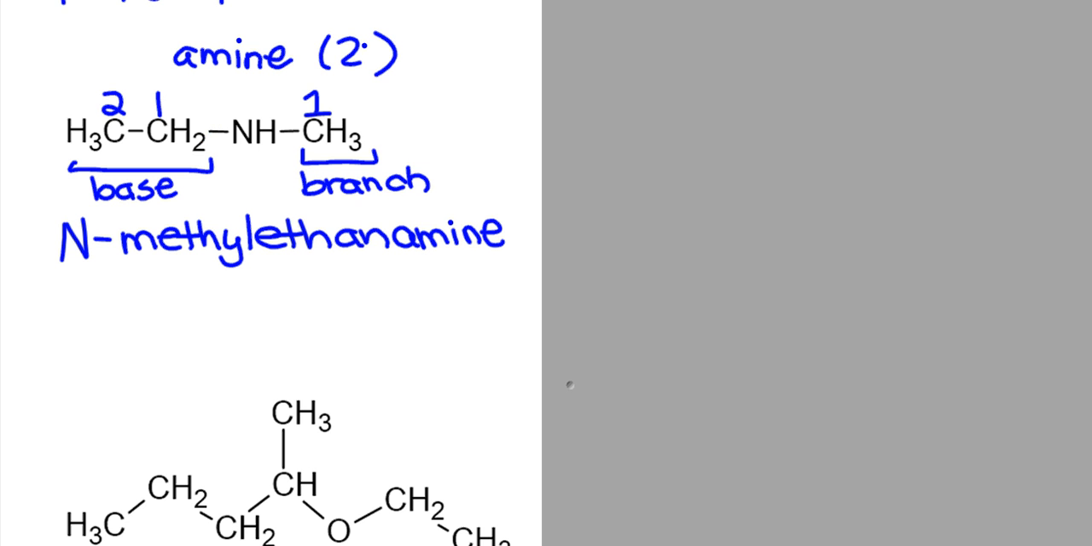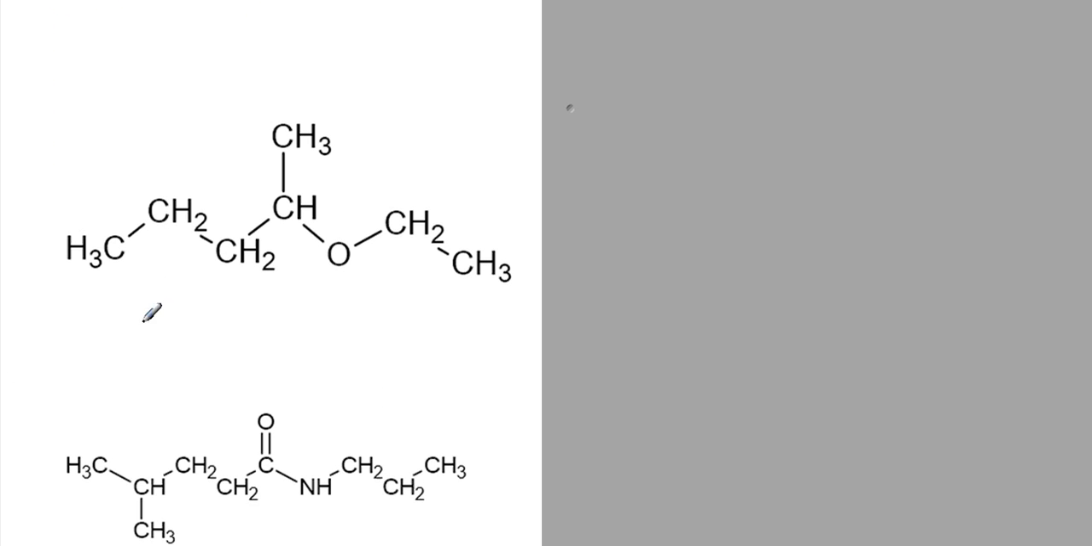Let's take a look at another example. Next example down here, when we look, the only thing that's not carbon and hydrogens is an oxygen. But here it's single bonds between carbon and the oxygen. So that tells us we have an ether. Now, ethers are a little bit different because they can look a little confusing.